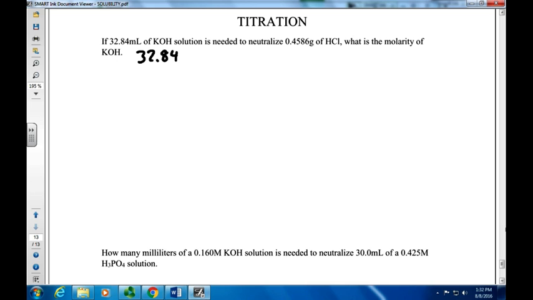32.84 milliliters times 1 liter over 1,000 milliliters is equal to 0.03284 liters.